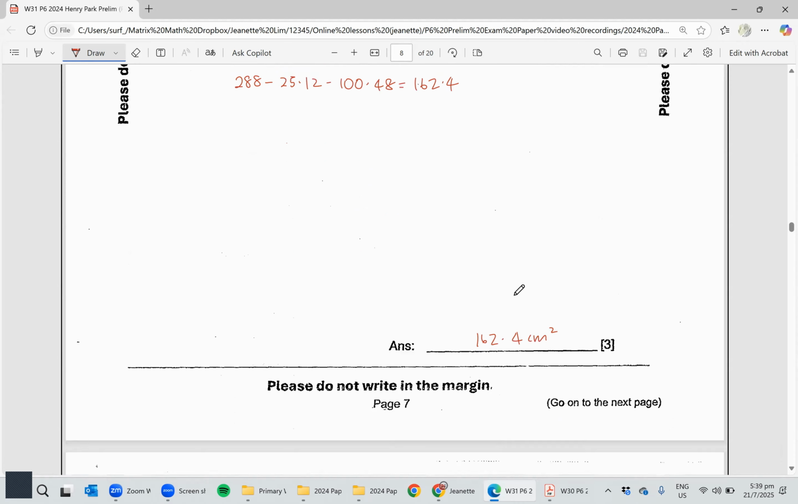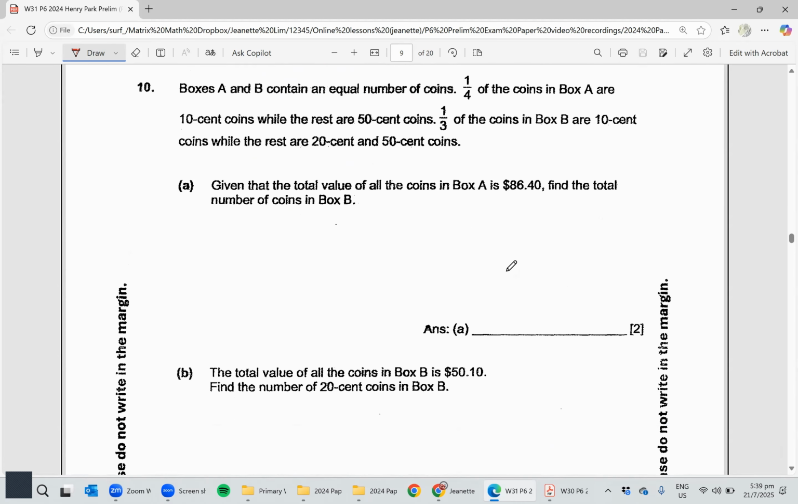Next question, question number 10. Boxes A and B contain an equal number of coins. 1/4 of the coins in A are 10-cent coins, while the rest are 50-cent coins. 1/3 of the coins in B are 10-cent coins, while the rest are 20-cent and 50-cent coins. So in box A, you only have 10 and 50 cents. In box B, you have 3 different types of coins. For part A, given that the total value of all the coins in A is 86.40, find the total number of coins in box B.